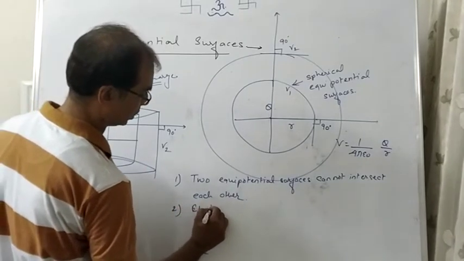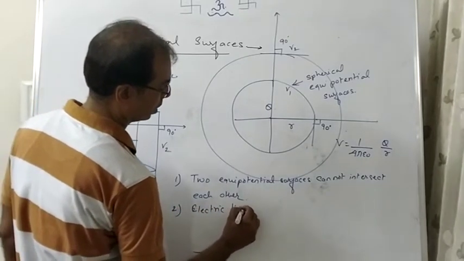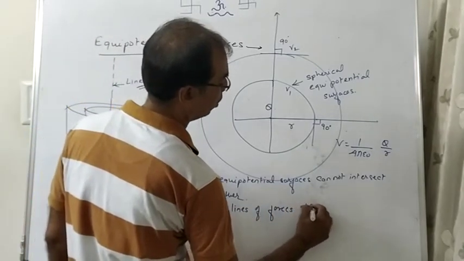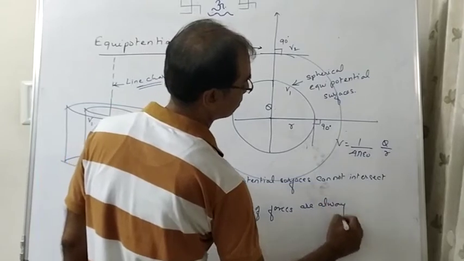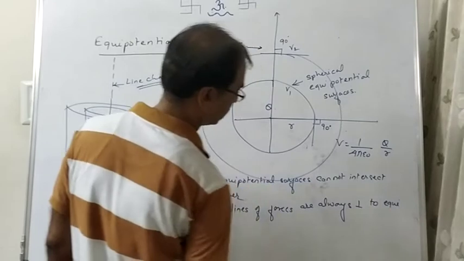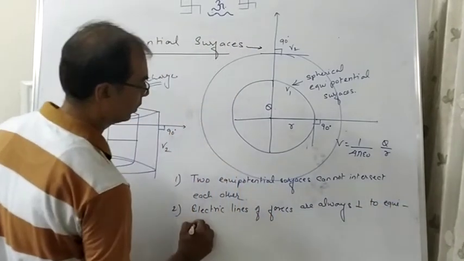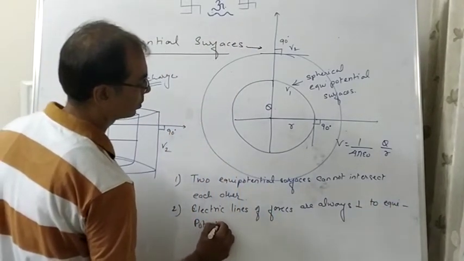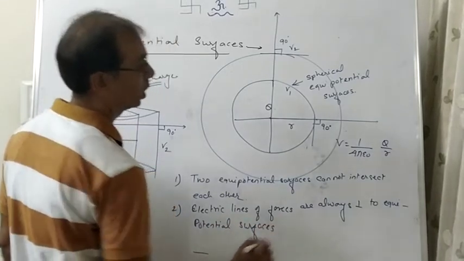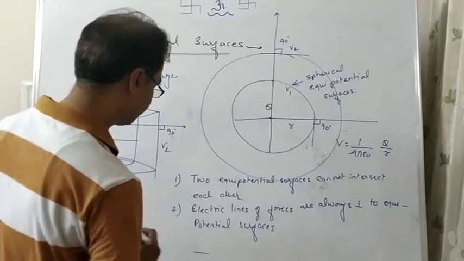Electric lines of force are always perpendicular to equipotential surfaces. Okay. Then the third point is what?